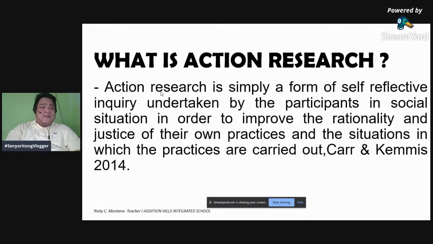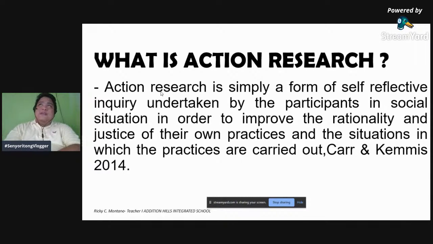First, action research is simply a form of self-reflective inquiry undertaken by the participants in a social situation in order to improve the rationality and justice of their own practices and the situation in which the practices are carried out. This definition is based on Carr and Kemmis of 2014. Here they stated that action research is more on reflective inquiry. So when you reflect and when you have inquiry, you are doing an action research.